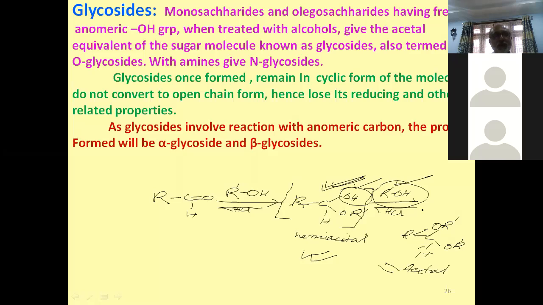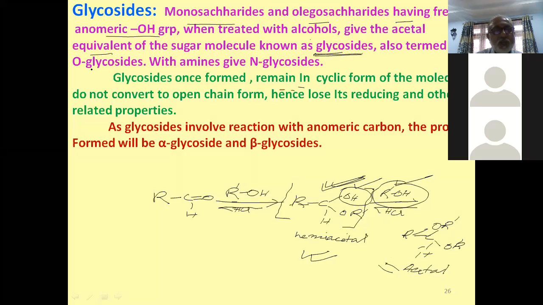So what is the difference? In carbohydrate chemistry, they get a different name. They are not called acetals. Rather, in carbohydrate chemistry, what we get here are called glycosides. Monosaccharides and oligosaccharides, mainly disaccharides, having a free anomeric OH group, that anomeric OH group should be free, when treated with alcohol give the acetal equivalent of the sugar molecule, known as glycosides. That is a very important phenomenon here, glycosides.